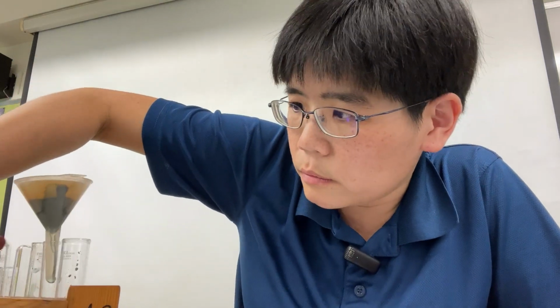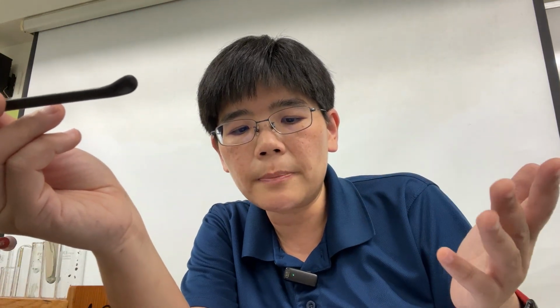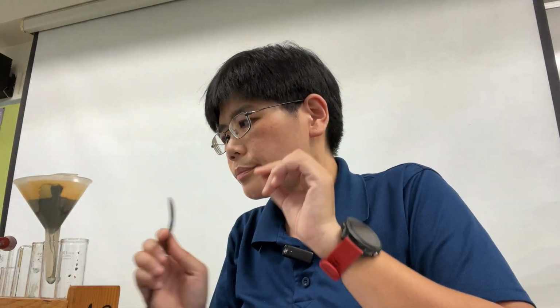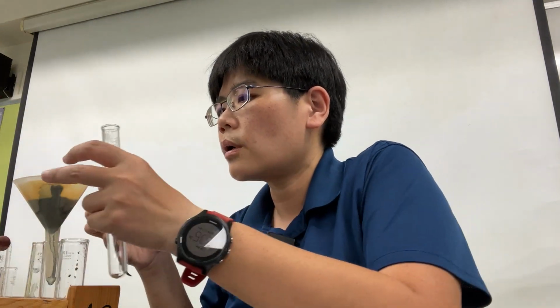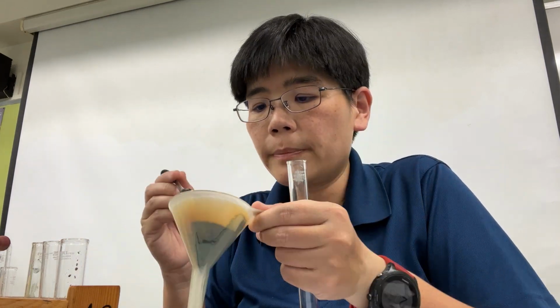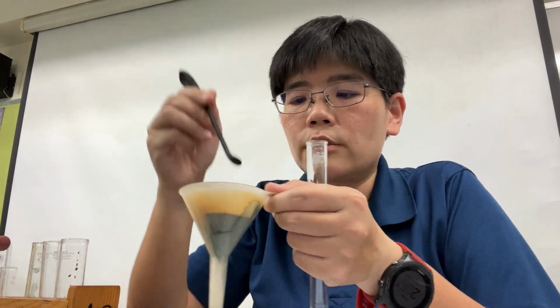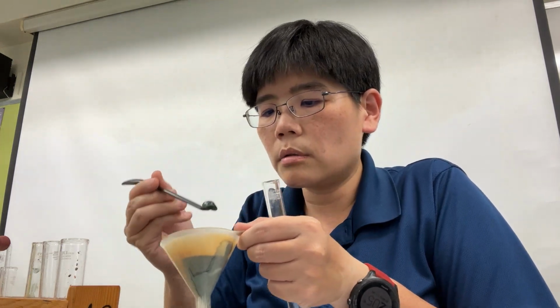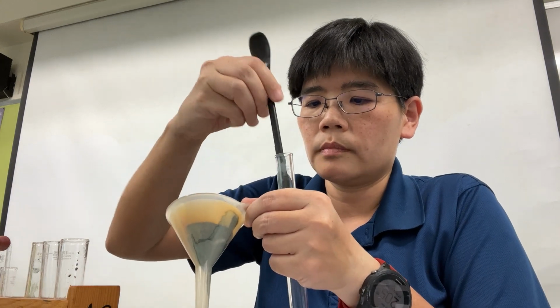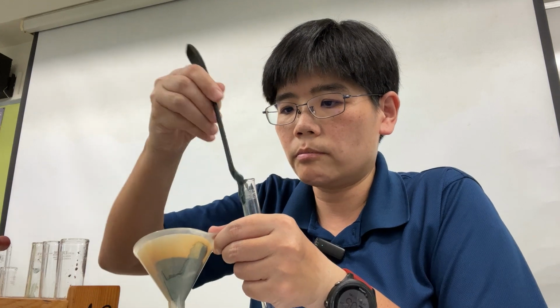Now part C: using a spatula, carefully transfer about half of the moist residue Z from the filter paper into a clean test tube. So I'm now going to take the residue from the filter paper. It says about half. I'll use the smaller end of the spatula so that it can fit into the test tube more easily. It's still a bit moist, but that's fine. About half.